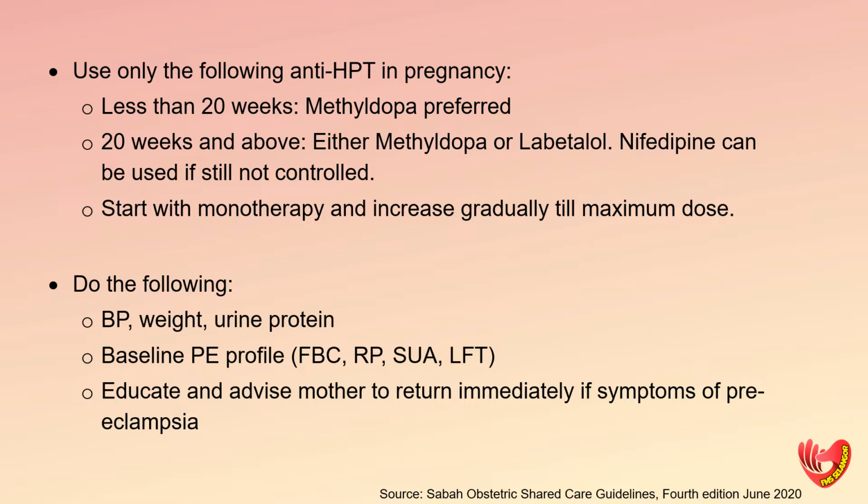The following parameters must be measured: blood pressure, weight, urine protein. A baseline PE profile should be done. This includes full blood count, renal profile, serum uric acid, liver function tests. In addition to that, we must educate and advise the mother to return immediately if she has symptoms of preeclampsia.